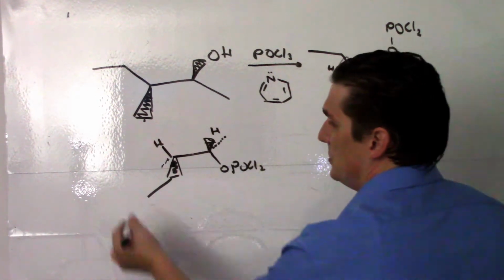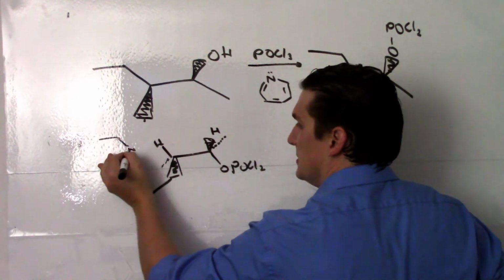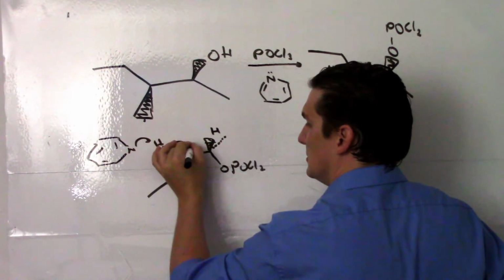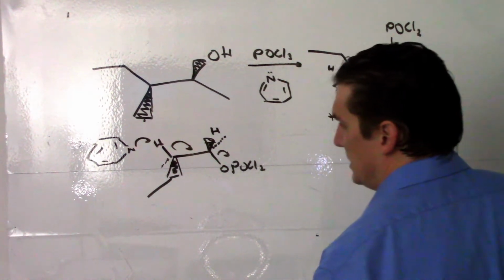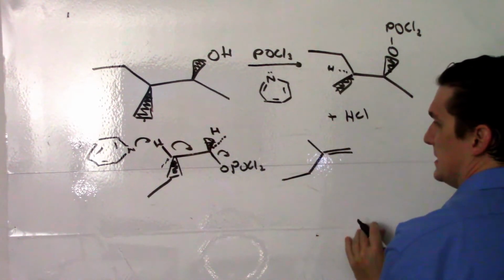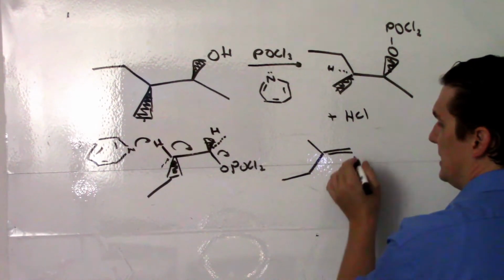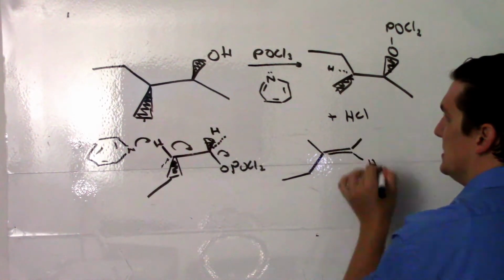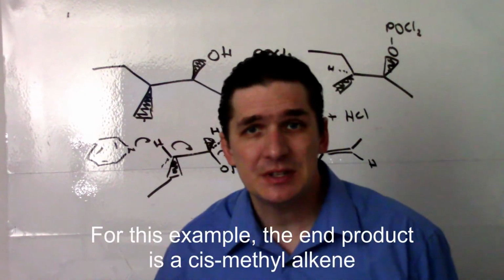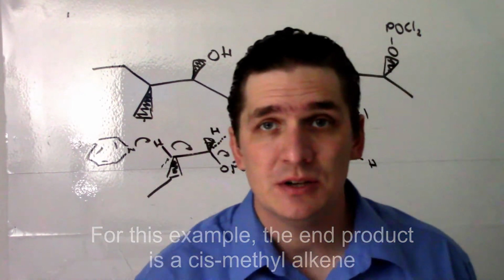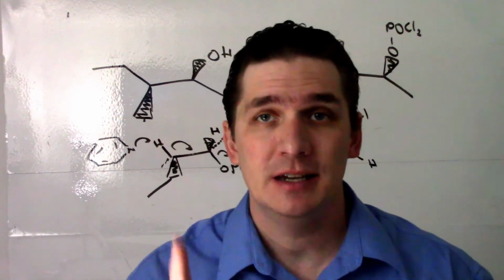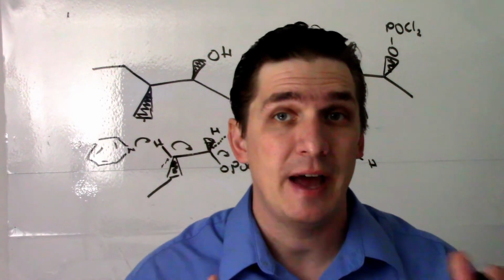So this is how we're going to do it with the pyridine, is that the nitrogen is going to abstract the hydrogen, break it, and what we're going to end up with when we're done is an alkene, but specifically it's going to be an alkene, in this case, where the two methyl groups are cis to one another. So this is the real complication with POCl3 and pyridine, is that you're only guaranteed to get one stereoisomer, that's it.